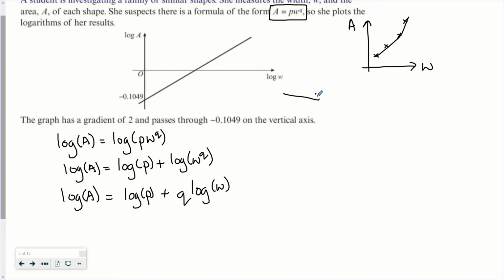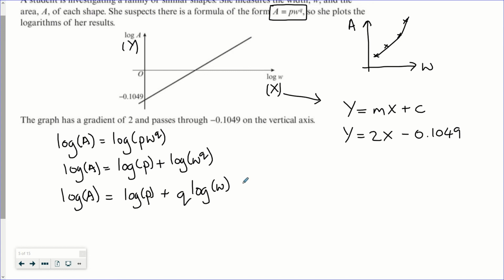So from the graph, imagine we had Y on the vertical axis instead of log A, and X on the horizontal axis. Then we know we could write the equation of this line in the form y equals mx plus c, where m is the gradient and c is the vertical intercept. We've been given that in this question. So the equation of the straight line is y equals 2x minus 0.1049.